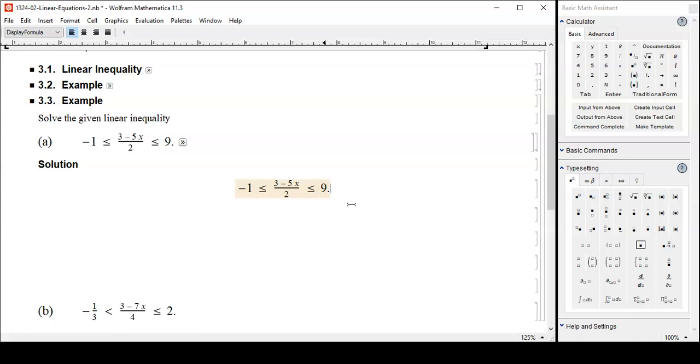Well, remember step 1, denominator. Do you see a denominator? Let's remove it. Multiply by 2, multiply by 2, and here also multiply by 2. So what do you have? Negative 2, and then this 2 cancels out, 3 minus 5x, and then 18. Does it look good? All right, step 1 complete.